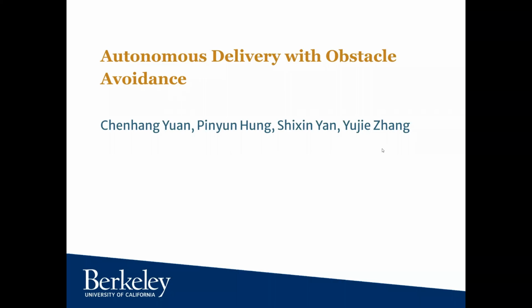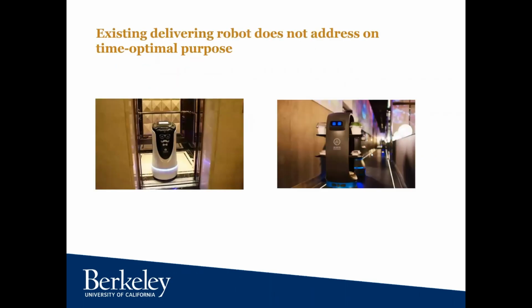Hi, our group's topic is about autonomous delivery with obstacle avoidance. So we seek to design a time-optimal controller for autonomous delivery. Currently, there are robots implemented in hotels and restaurants to deliver food and drinks, but they cannot address time-optimal purposes, especially when they encounter dynamic obstacles such as people walking in the planned path. They would wait for them to move out of the way instead of detouring for the purpose of time optimality.